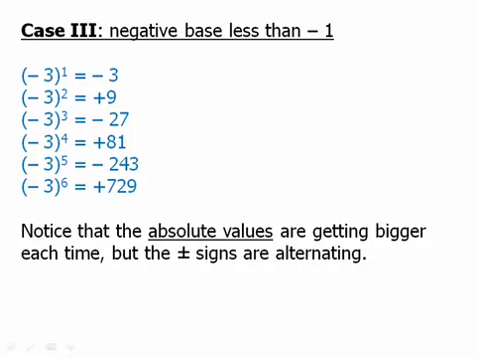So you can imagine these wild jumps on the number line from a very large positive number to a very large negative number. That's what's happening when we raise a negative base less than -1 to these powers.